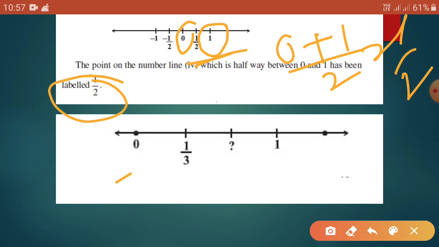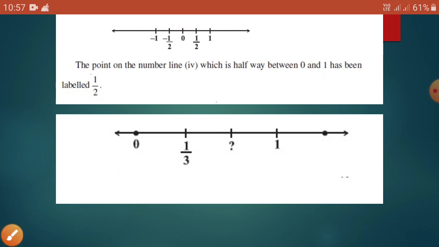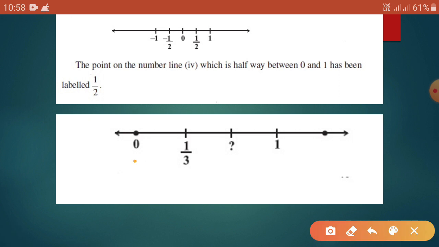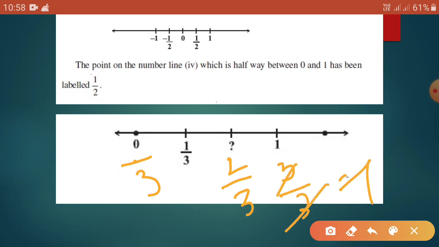Got it? So if you want to find the rational numbers on the number line in the picture below, what will be the result? Here it is 0, that means we can write it as 0 by 3. Here it is 1 by 3. Here it is the second part, so we can write it as 2 by 3, and we can write 3 by 3. So 3 by 3 means 1, so it is denoted as 1, and the question mark is 2 by 3. Got it? Got that idea?